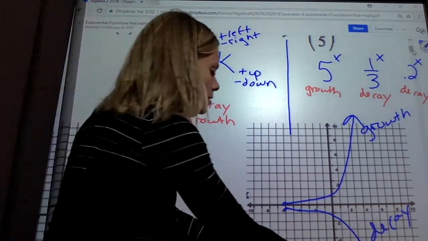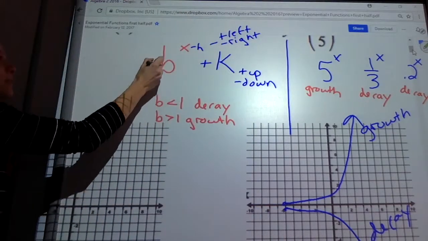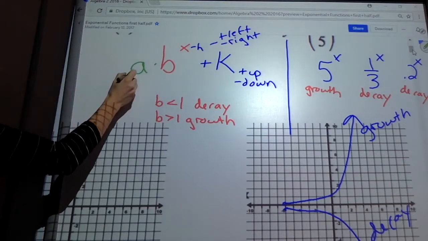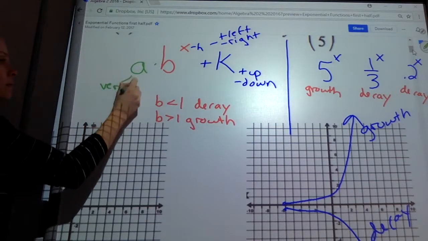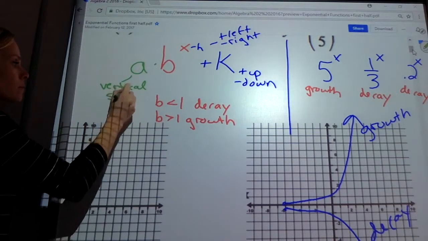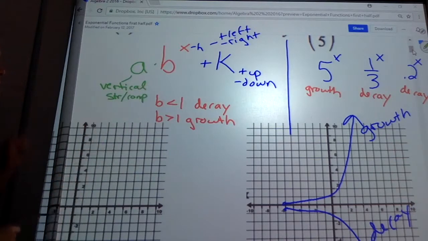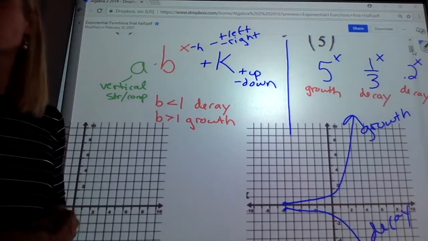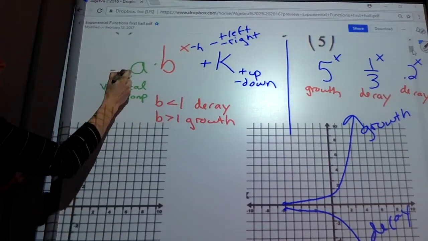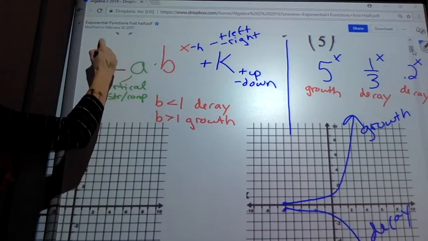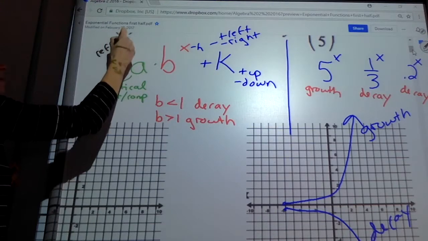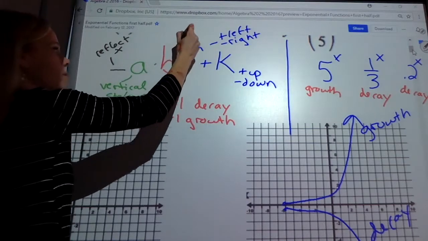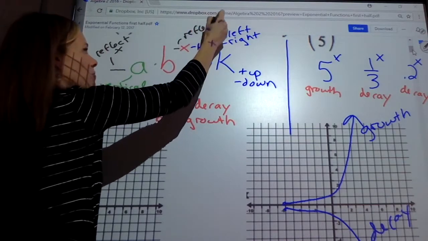If I am multiplying the function by a number, that of course is vertical stretch or compression. And the last is negatives, and negatives always mean reflection. We have 2 reflections. If I have a negative out front, that's going to be reflect over the x-axis. If I have a negative just to the x, that's going to be reflect over the y.